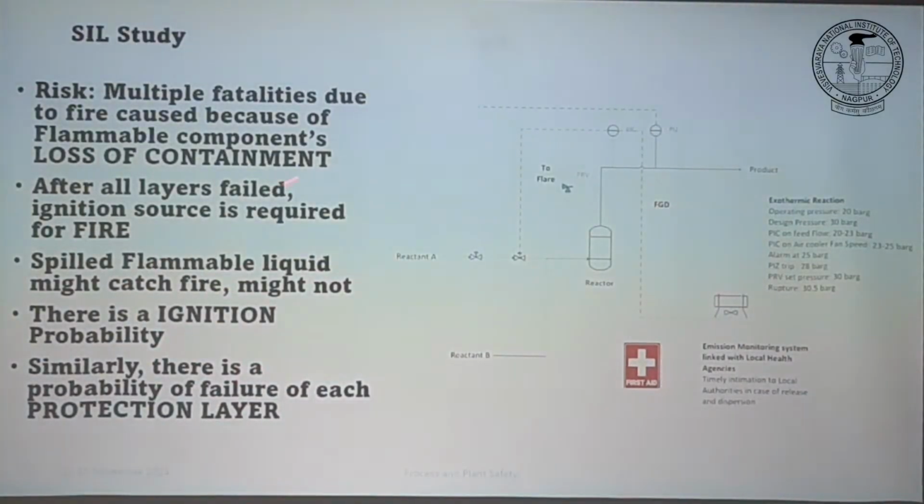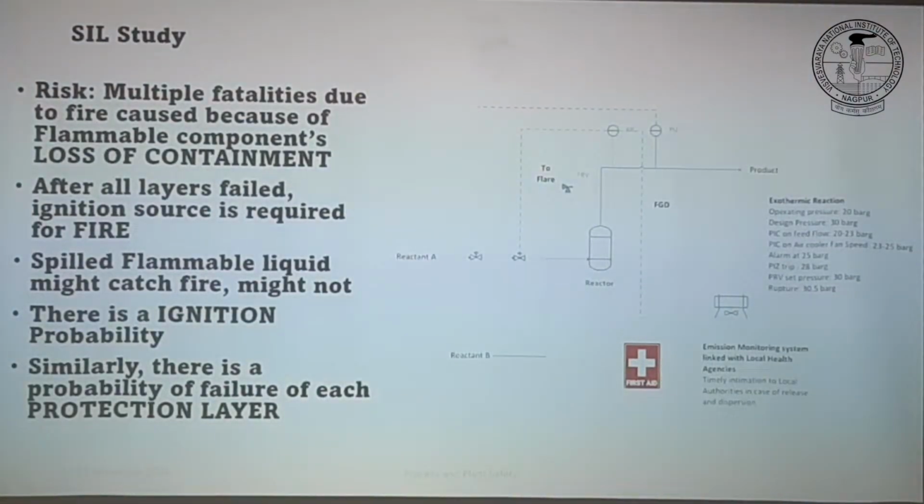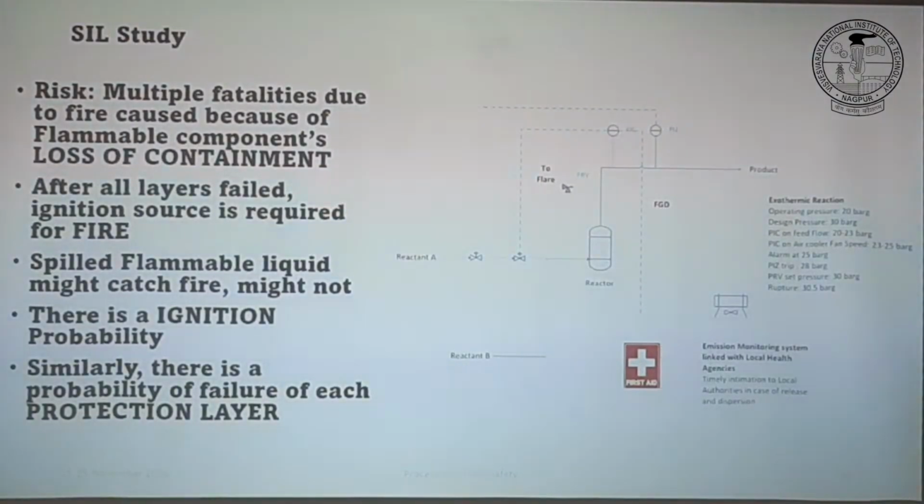Ignition is also a probability, right? That means similarly, so far we were saying if this fails, if that fails, if this layer fails, but all these layers have a probability of failure. They can fail maybe every day, but every day you don't need it. You normally have your operation at a normal condition.